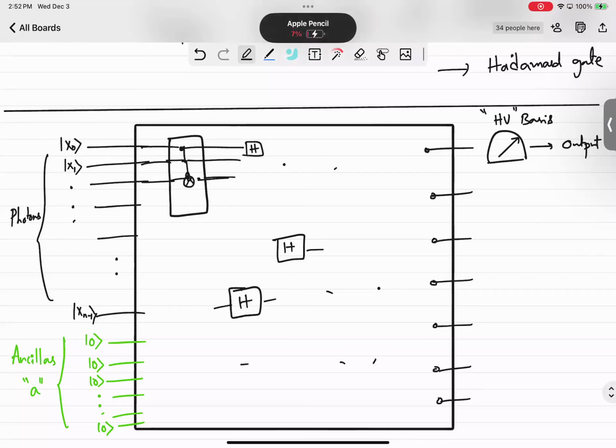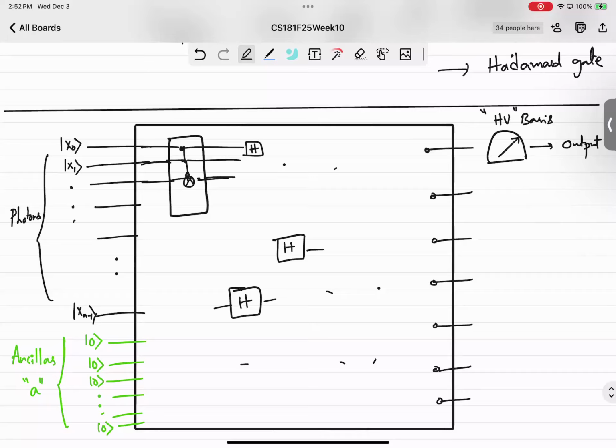So this is what my quantum circuit is going to be. The inputs are loaded up into the first n photons. Then I have some number of ancillas or auxiliary photons. I run all of them through my obstacle course of QNANDs, Hadamards, and so on. And then I measure the first photon in the HV basis. Okay. If I get a 0, I'll say the output of the function is 0. If I get a 1, I'll say the output of the function is 1. Okay, that's my guess for it.